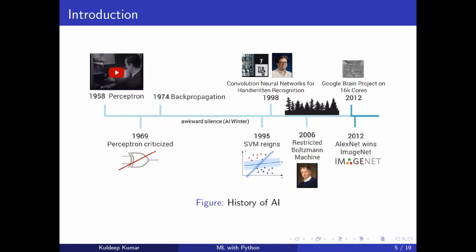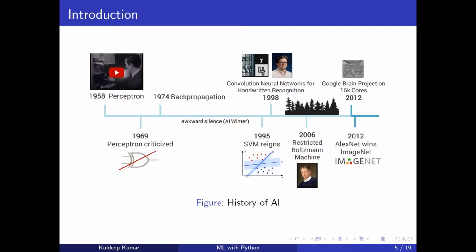Have you heard about the Turing Award of 2019? I guess you might follow that. Three of the pioneers in deep learning, Yoshua Bengio, Geoffrey Hinton, and Yann LeCun, got the 2019 Turing Award, which is the equivalent of a Nobel Prize in computer science. So this is a brief history of AI.